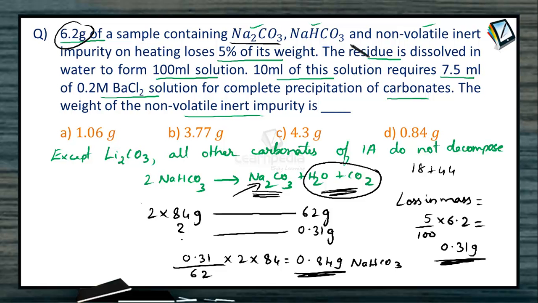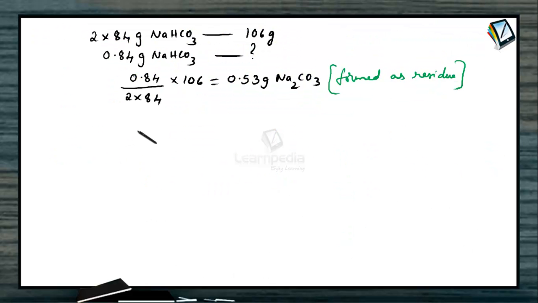The residue is dissolved in water to form 100 ml of solution, and 10 ml of this solution requires a certain quantity of barium chloride for complete precipitation of carbonates. So to the aqueous solution of sodium carbonate, we are adding aqueous solution of barium chloride. So what is happening here? The sodium carbonate is reacting with barium chloride in the ratio of 1:1 to give barium carbonate. So the entire barium carbonate is precipitated here.